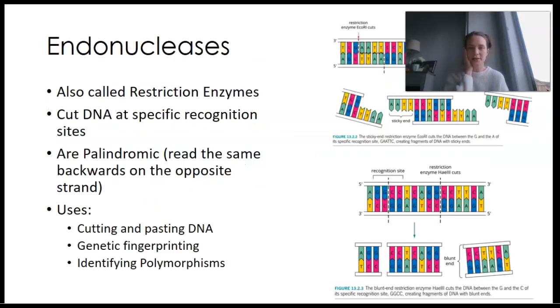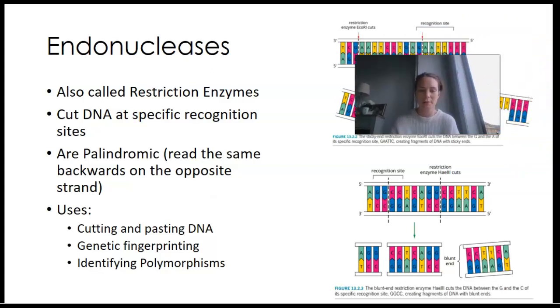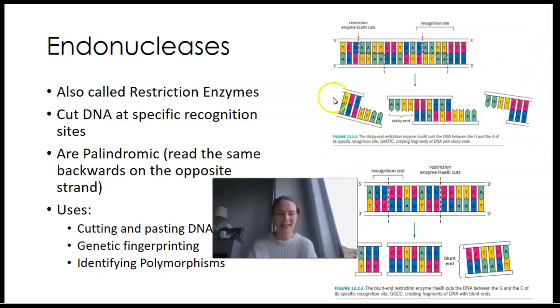So endonucleases first. Endonucleases are a set of enzymes that have been isolated in bacteria. So I think I have mentioned them before, but they go by 2 names. So we can call them endonucleases with that familiar "ase" suffix, creating that name of an enzyme, or we can call them restriction enzymes. So they go by both names. Okay, they are enzymes that pretty much what they do is they cut DNA.